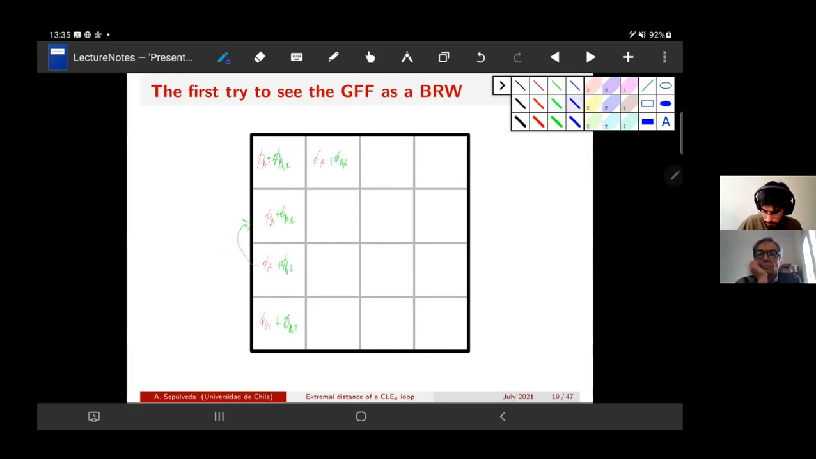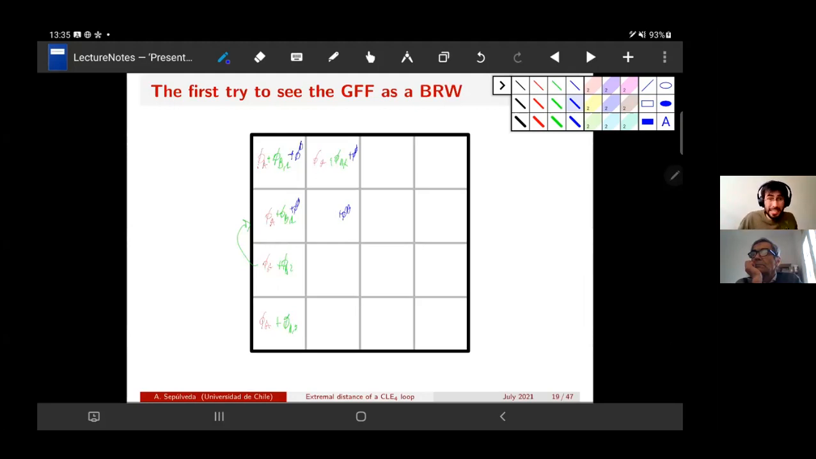And then I have something which is independent in each one of them. So I have this phi B. So this phi B is IID in each one of the squares. So one feels already, and this idea, of course, works on the discrete also, and this is how the first works on relating the branching random walk with the Gaussian free field stuff.